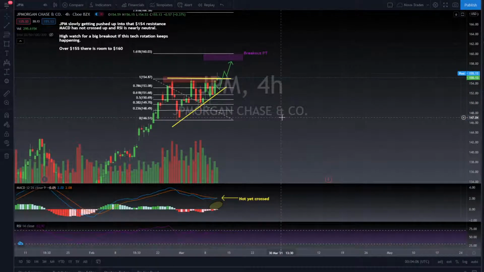But with JPM, I fear that the banks will only keep pushing if there's a rotation out of tech. So tech needs to stay weak for the banks to keep seeing some of this rotation. Yes, I'm still doing the challenge account. I haven't really done anything for the challenge account recently just because the market's been so up and down.